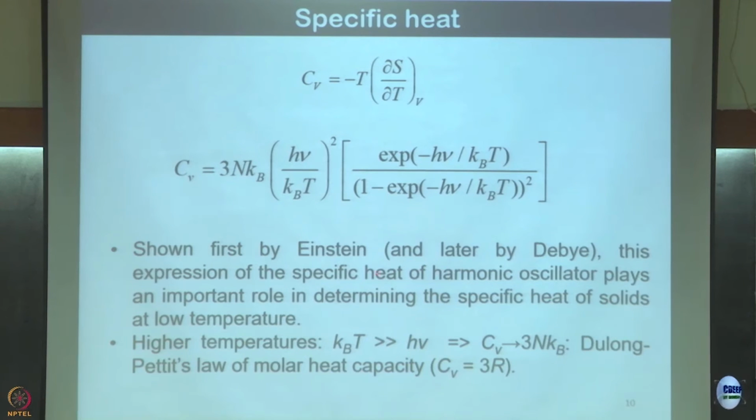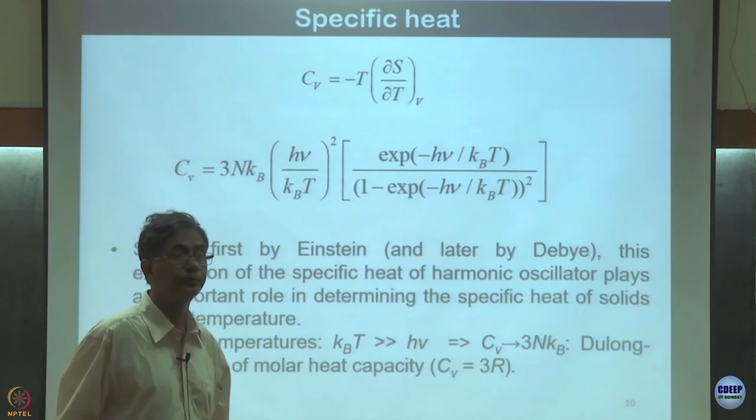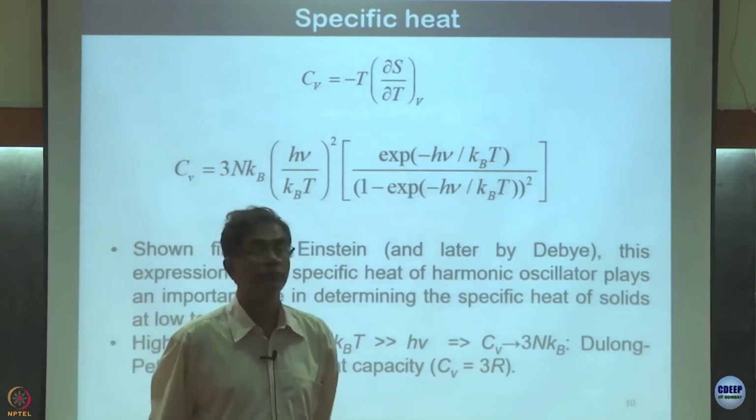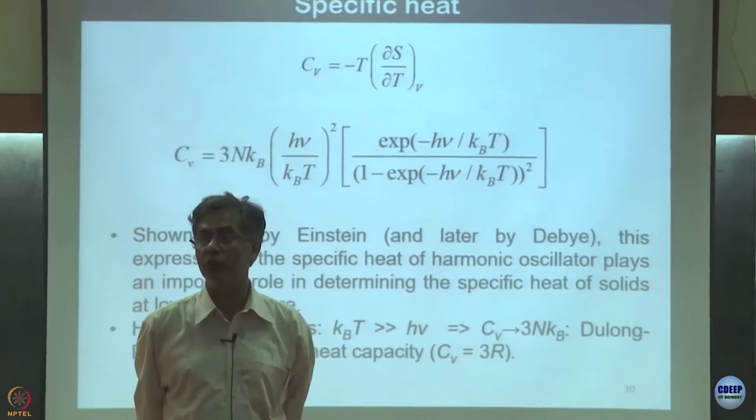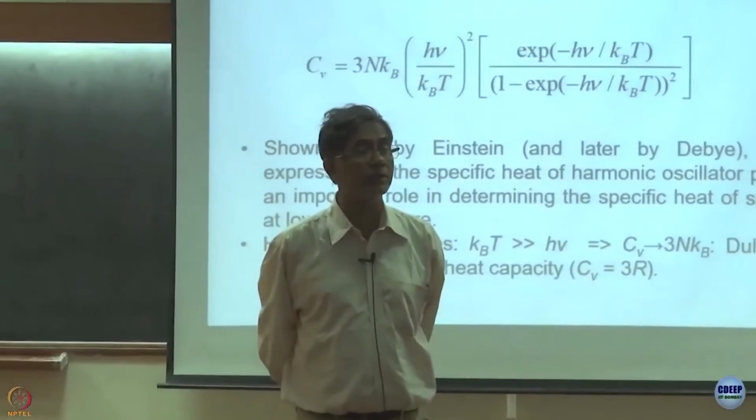So this is the specific heat of a bunch of harmonic oscillators, which is so important in solids, because in solids, remember, normal modes. Now what are the normal modes in solids? How do we get normal modes in solids?